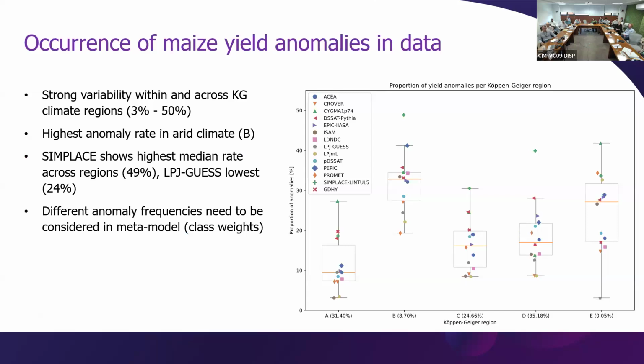So this is the occurrence of yield anomalies in the data at all. Overall, we see there is a strong variability. It goes from 3% to 50% across all the climates. But there's also within the climate a lot of variability between the models. So Simplace shows the highest median rate across all regions, and AgMIP10 the lowest in this case. But this is also something that needs to be considered when fitting a meta model, right? You need to weight the class probabilities to reflect how they occur in the data.